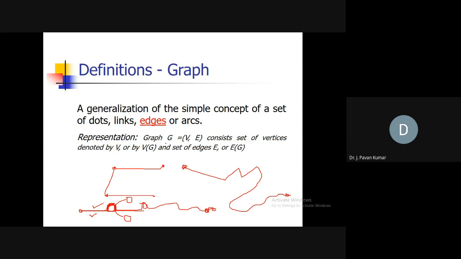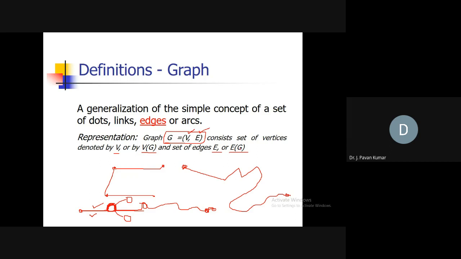Here the graph is denoted like this. Notationally, G = (V, E) is the graph representation, where capital V represents the set of vertices and capital E represents the set of edges. V can be written as V(G), specifically saying it is the vertex set of graph G. Similarly, E(G) means the edge set of graph G.